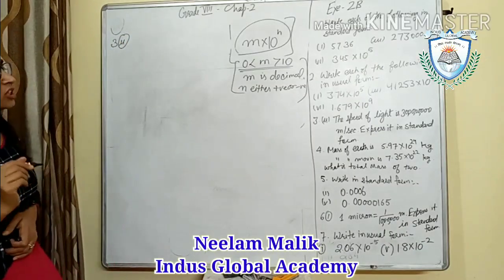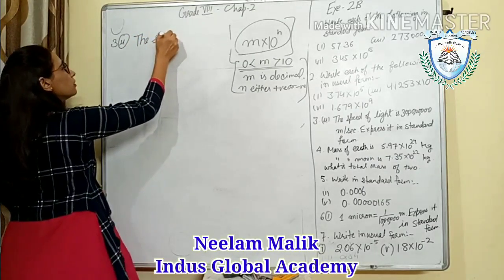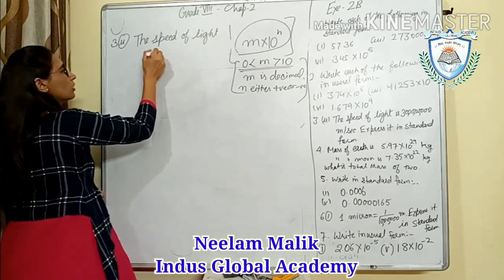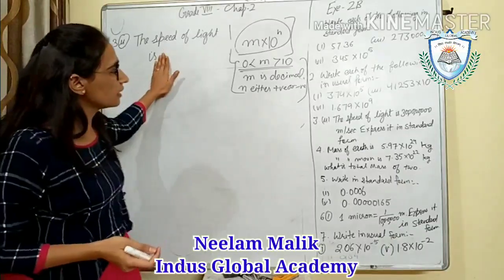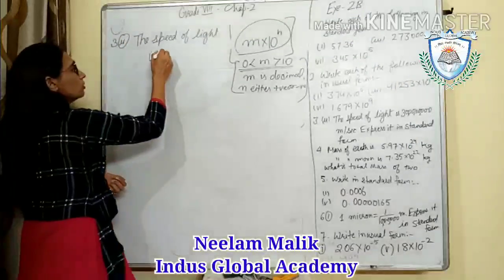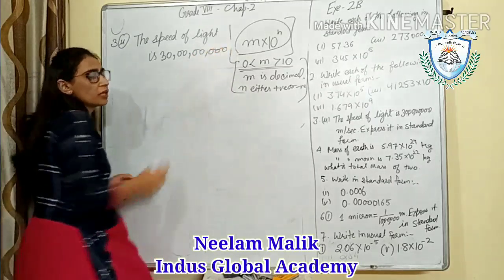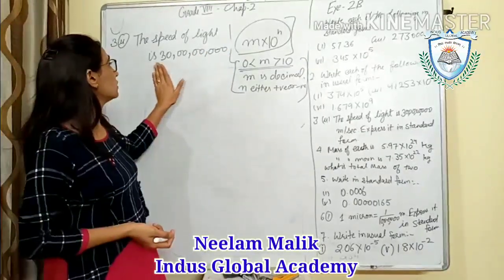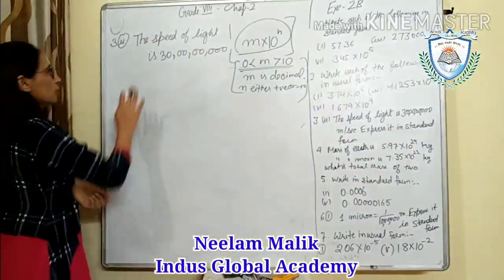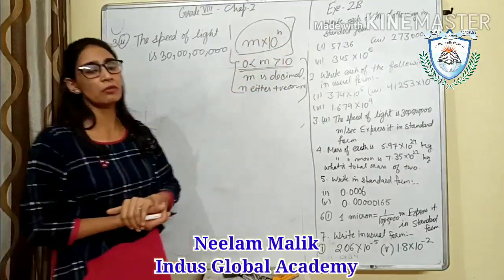All are the same. So the speed of light is, what is that? That is 30 crore. Okay, this is the speed of light. We have to express it in standard form. How will we write that? We have to write this in the form of m into 10 raised to power n.